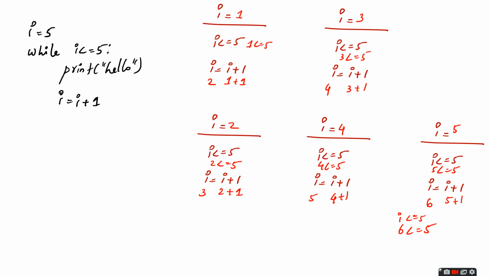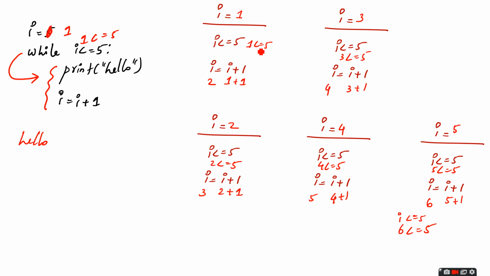Now next we can try some output questions related to while loop. See here, I equal to 1. We can write I equal to 1. Now while I less than or equal to 5. So we'll write 1 less than or equal to 5. The condition is true. If the condition is true, will come inside the while loop. There are two statements to execute. Print hello. So hello will be printed.